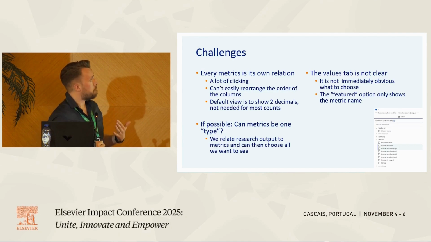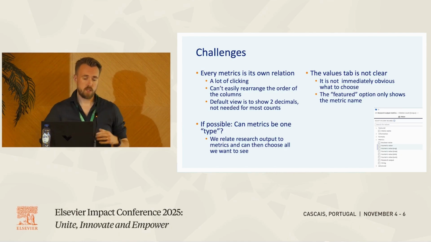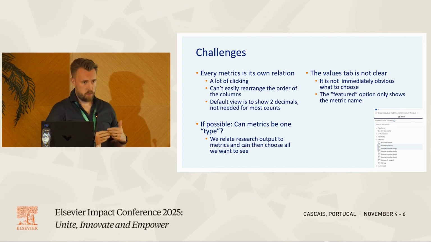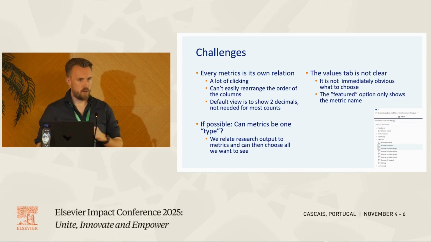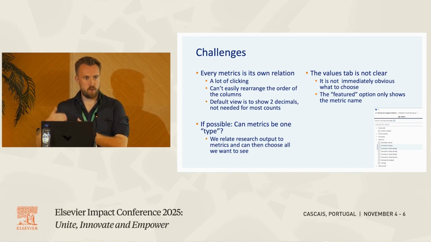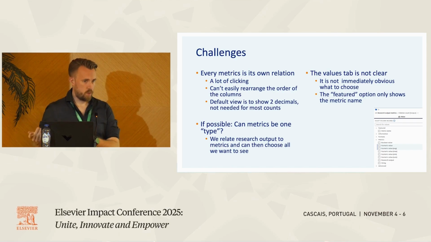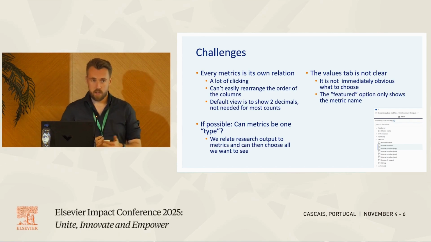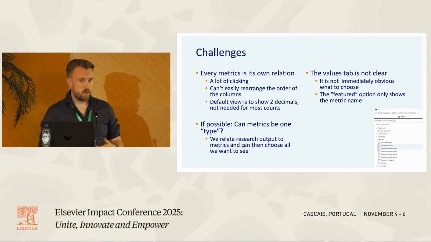user-friendly. So there are some challenges because every metric in the reporting module is its own relation. So you have research output and you relate that to, for example, citations, or you relate it to field-weighted citation impact or a PlumX, which means that you have a lot of clicking. You cannot easily rearrange the order of columns. There is a default view to always show 2 decimals, which if you are looking at download numbers or citations or something else, there is no need for 2 decimals.